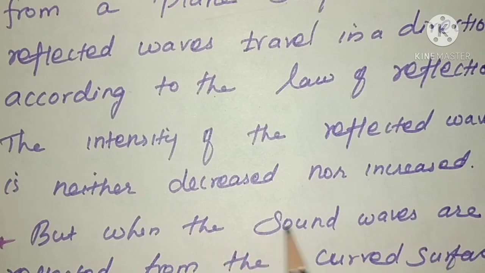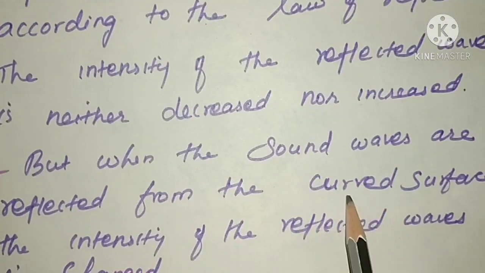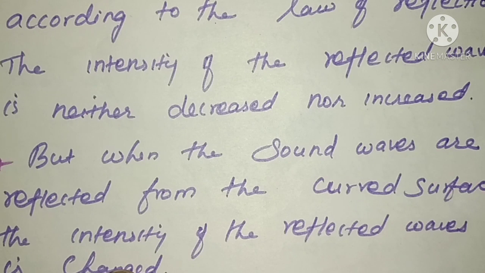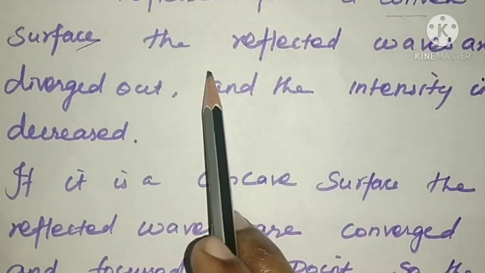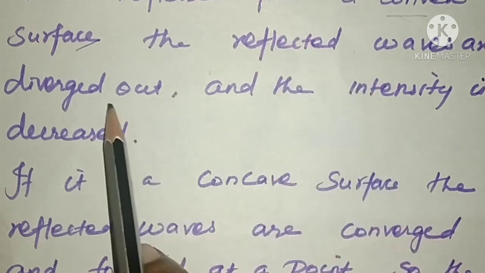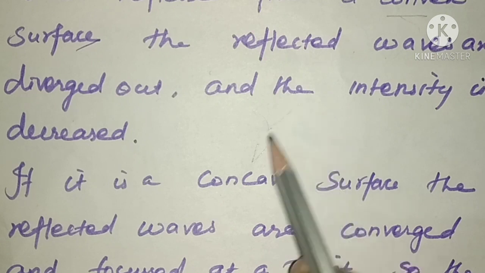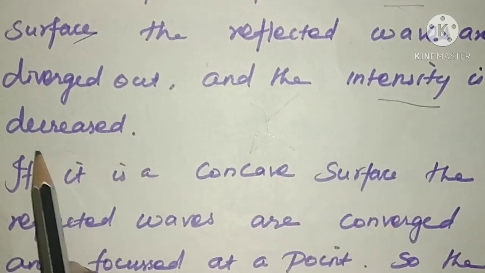Okay, but when the sound waves are reflected from curved surfaces like convex, concave and parabolic surfaces, here the intensity of the reflected waves will change. If it is a convex surface, the reflected waves will diverge out. So if it is a convex surface, it will diverge in all directions, so the intensity of the sound will decrease.